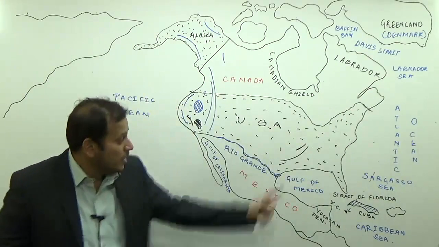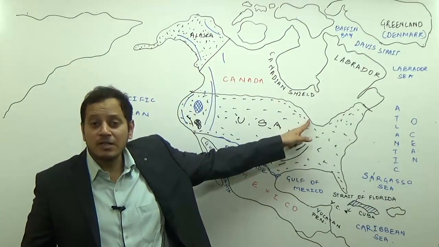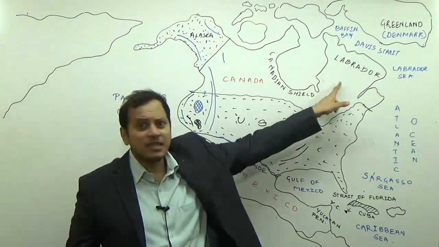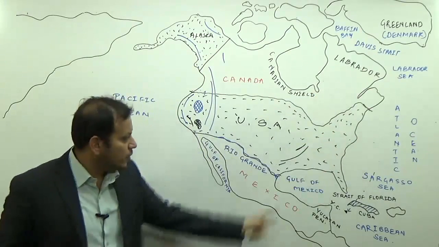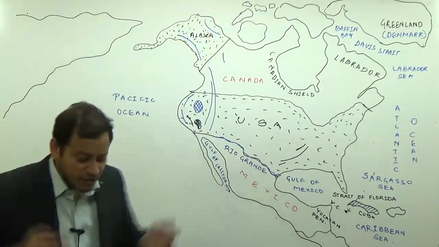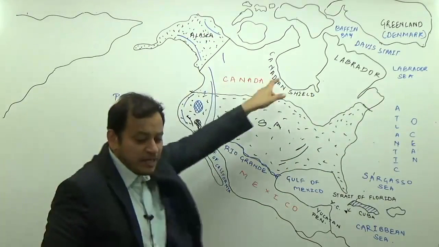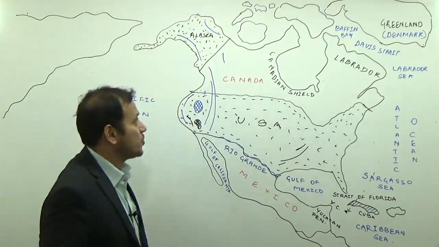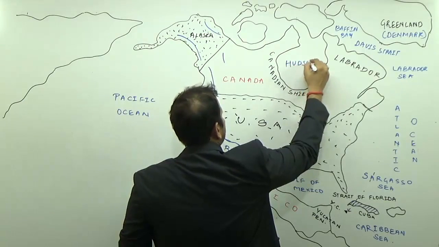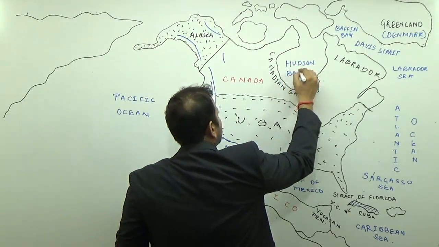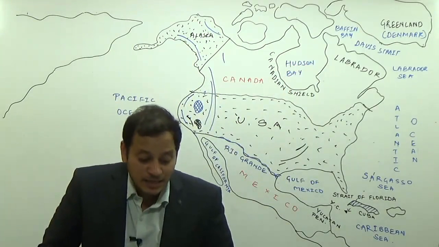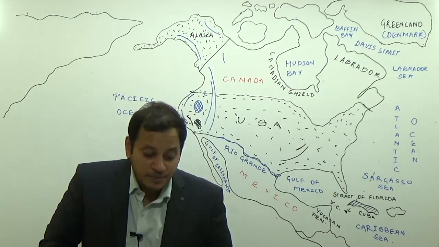Why is it a rich part? Because physiographically, I have still not done the Great Lakes. From the Great Lakes you get water, from the Canadian Shield and the Labrador region you get iron ore, and from the mountains here you get coal. We will come to that again later so that it gets fixed in your mind. But the scooped area which is here is known as the Hudson Bay region.